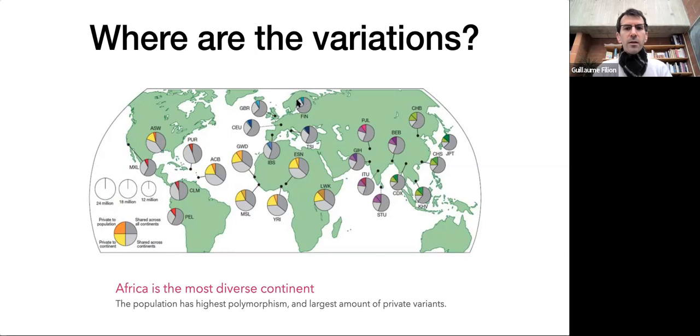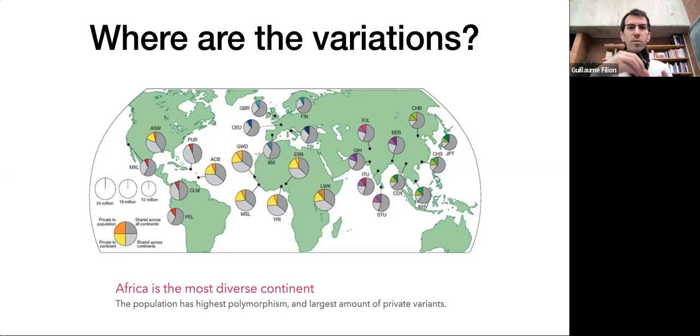You can see that this is typically bigger than in Europe, but also typically bigger than even in Asia, here in Africa. So the variation is biggest in Africa, and that has to do with the fact that the human species, Homo sapiens, is actually coming from Africa. The population was there, so we have inherited the variation from there that was already present in the population.